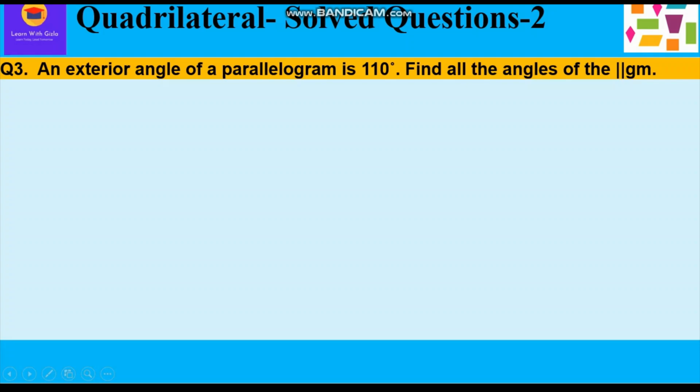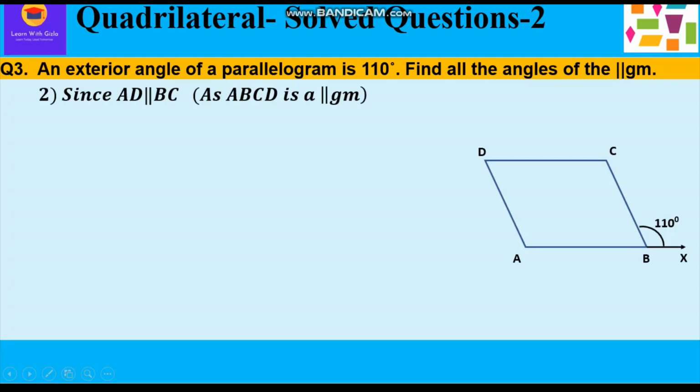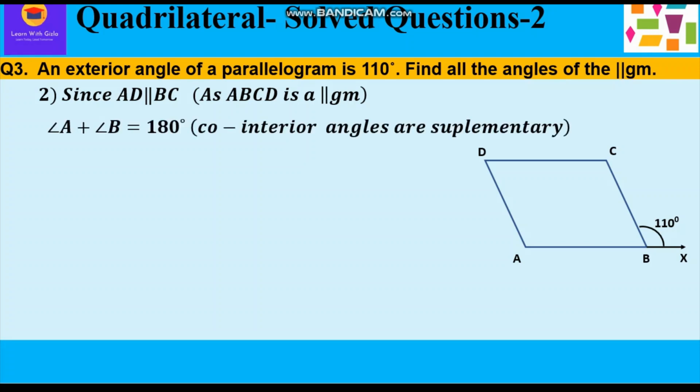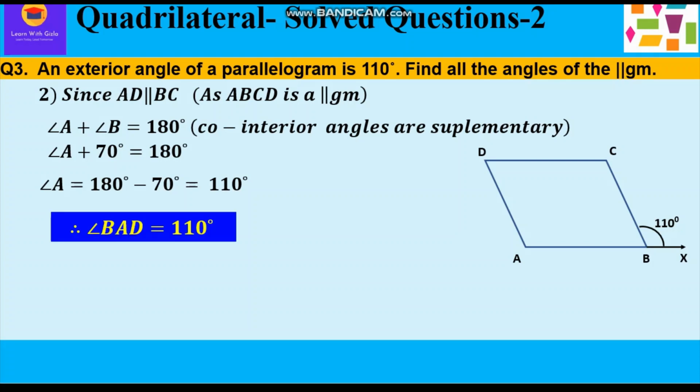Further now, since AD is parallel to BC, as ABCD is a parallelogram and we know that the opposite sides of the parallelogram are parallel to each other, we can say angle A plus angle B is equal to 180 degrees as they form co-interior angles and they are supplementary. Now further, angle B we have already calculated, which came 70 degrees. So now angle A plus 70 degrees is equal to 180 degrees. Further, angle A is equal to 180 degrees minus 70 degrees, which is equal to 110 degrees. So over here angle BAD has come 110 degrees.